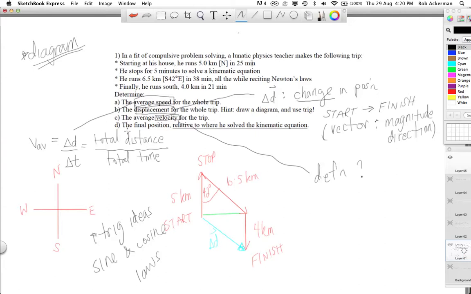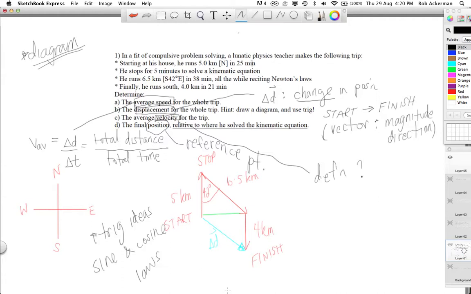And then in the end, part D, the final position. But remember, position is a vector that has what's called a reference point associated with it. You can't talk about the position of something without mentioning a reference point. Like you can't say something is 5 meters away.